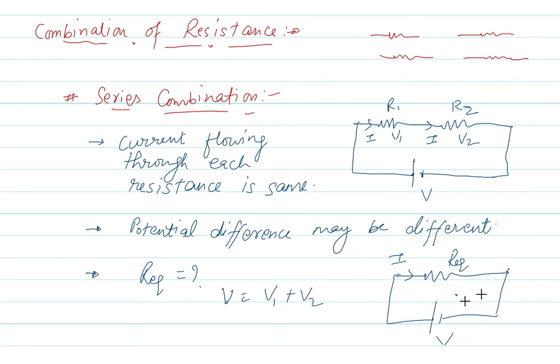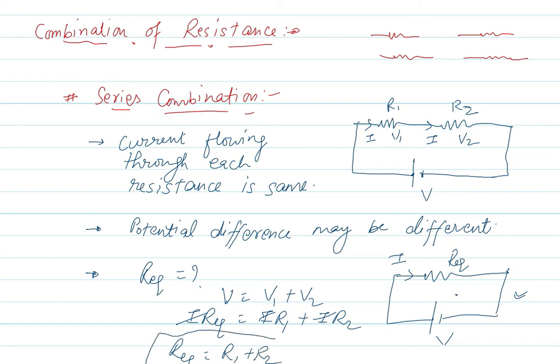I can write from this diagram, V equals I into R equivalent, and V1 is I into R1 from the above picture, plus I into R2. After cancelling out I, I am getting R equivalent as R1 plus R2. So this is simple algebraic sum. You can do a simple algebraic sum if you want to find total resistance, effective resistance, equivalent resistance in series combination, right?